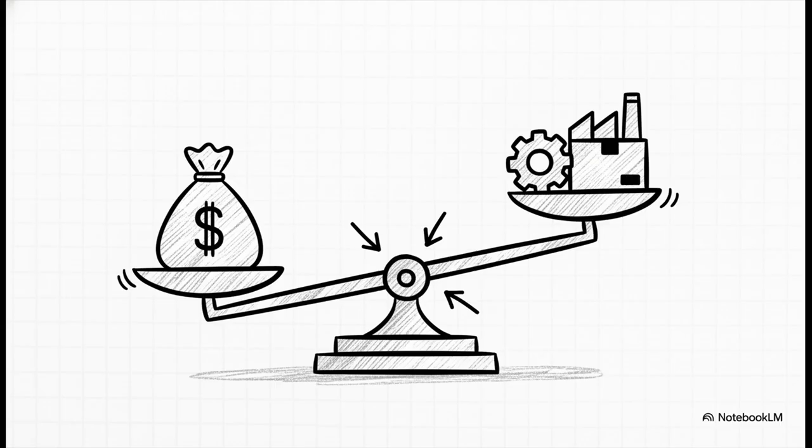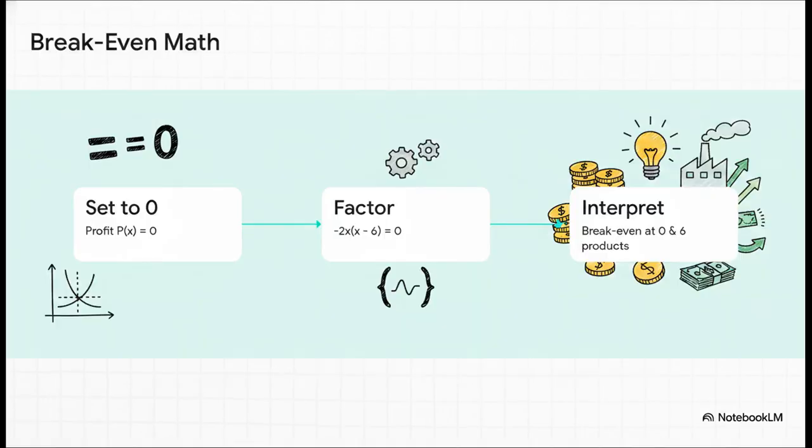It's the tipping point. Let's say a company's profit is modeled by the equation P(x) = -2x² + 12x. How do we find out when they break even? Step 1, we set that profit equation, P(x), to 0. Step 2, we factor the equation, pulling out a -2x. We get -2x multiplied by the quantity (x - 6) = 0. The zeros here are x = 0 and x = 6.